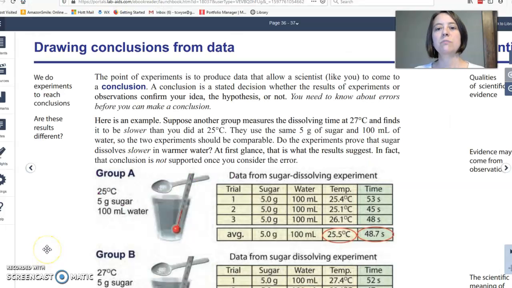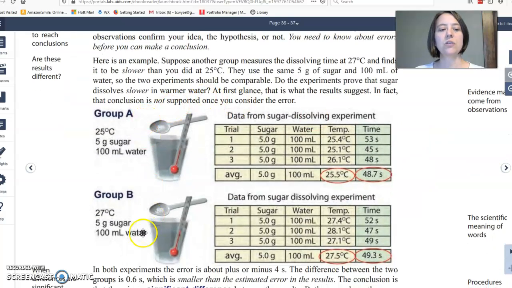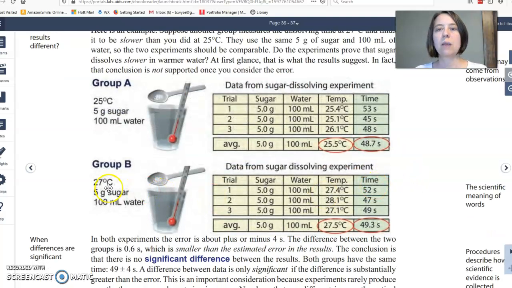Okay, so pretend you've done an experiment and you'd like to come to a conclusion. You did two trials, Group A and Group B. Group A had a temperature of 25 degrees Celsius and Group B had a temperature of 27 degrees Celsius. Previously, in the other experiment, we found as the temperature went up, the dissolving time went down. Whereas you can see from this experiment that when the temperature went up, the dissolving time also went up. So we're trying to see if we have evidence that refutes our original conclusion.